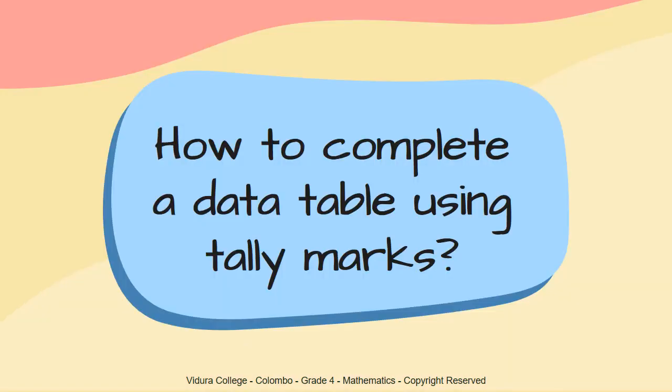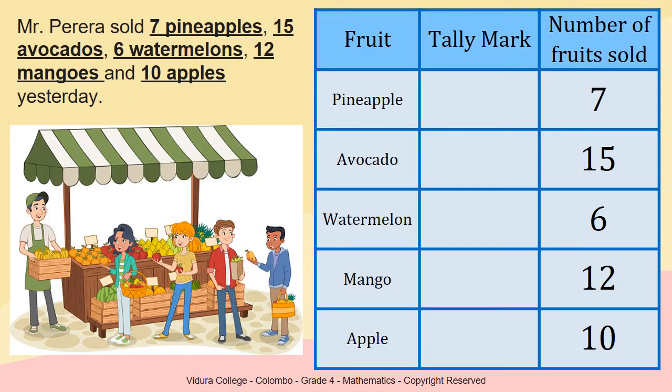Okay, now let's see how to complete a data table using tally marks. Mr. Pereira sold 7 pineapples, 15 avocados, 6 watermelons, 12 mangoes and 10 apples yesterday. On the screen you can see how I drew the data table for the given question. I have mentioned 3 columns in them. First column fruit, second column tally mark and the last column goes for number of fruits sold.